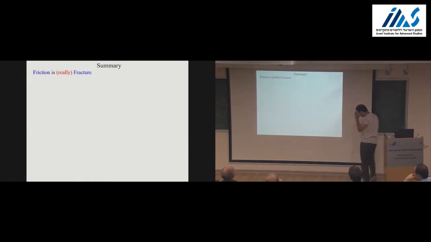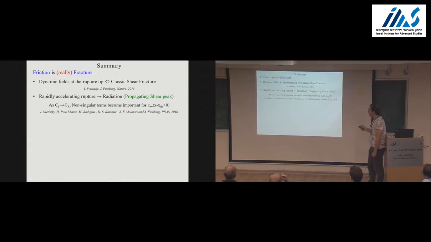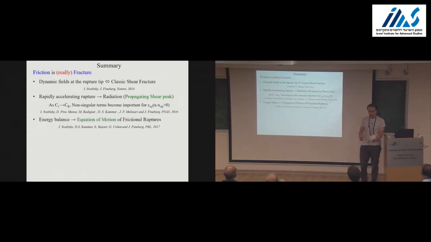So, a quick summary. We are doing a friction experiment, a really typical experiment. We observe frictional rupture fronts, and what I've shown you is that these are mathematically identical to propagating brittle cracks. We showed that the fields at the rupture tip are described by the singular predictions of fracture mechanics. We've talked about stress wave radiation due to rapidly accelerating ruptures, which again is described by fracture mechanics. And then we used the energy balance given by fracture mechanics to describe the equation of motion of these ruptures.